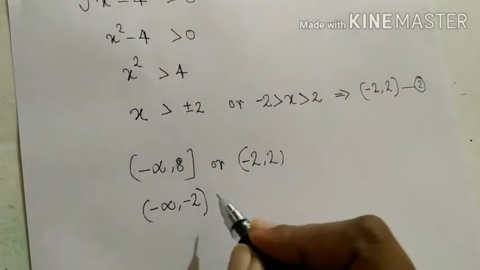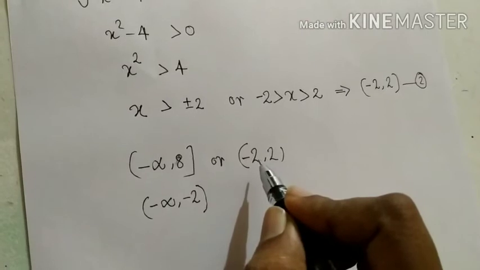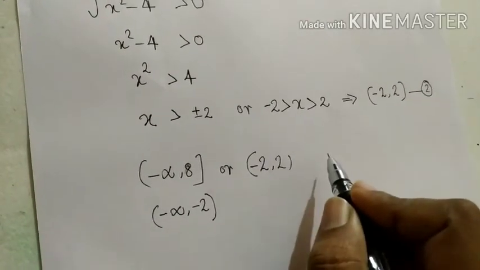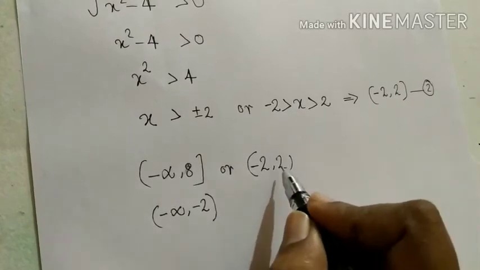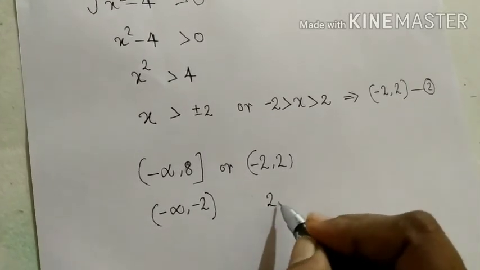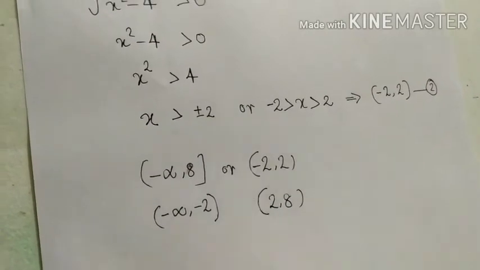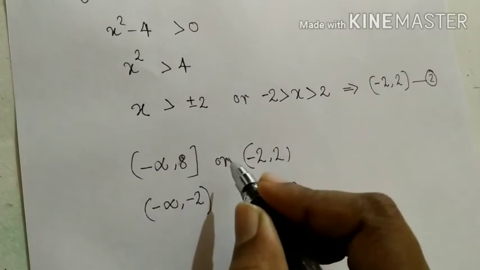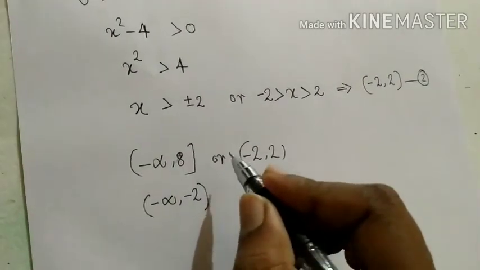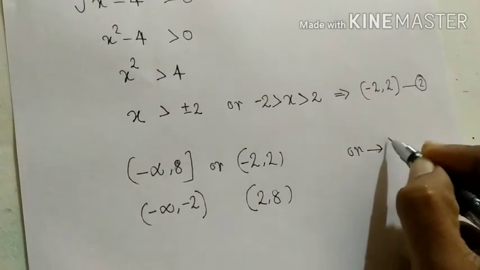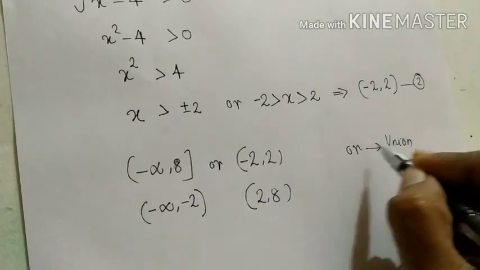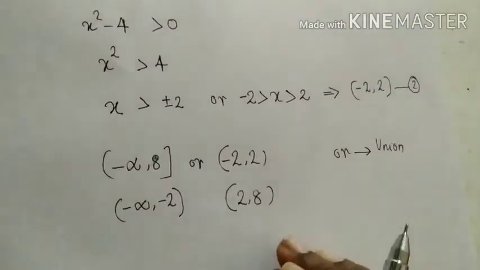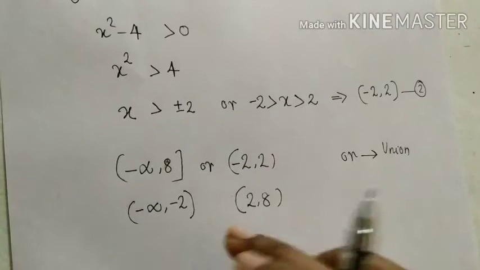And from this, 2 to 8 are common. Here the word or is present, so we have already learned in sets that or means union, right? The word or means union. So the elements of these two intervals are the domain of our whole function.